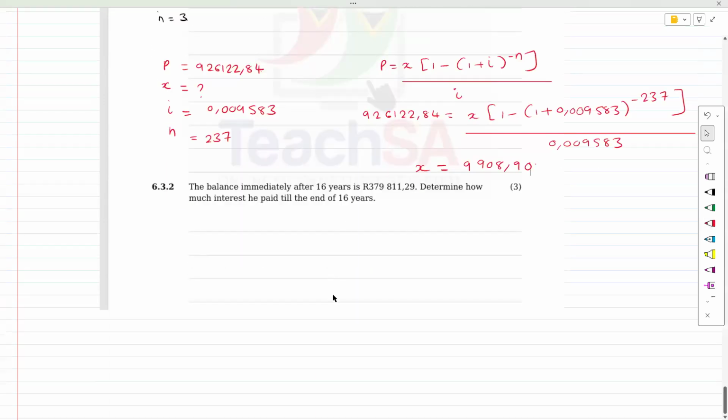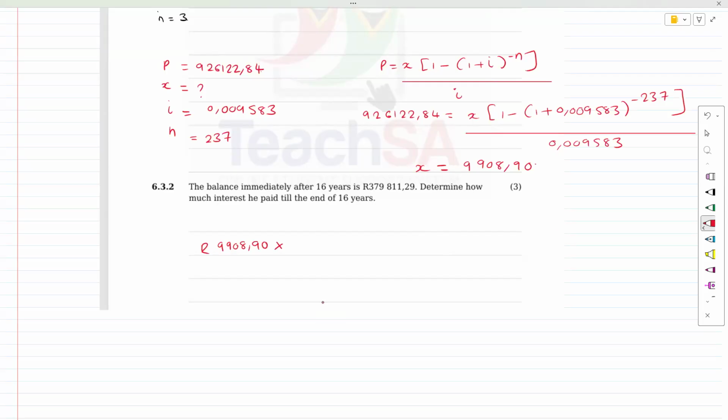Should be fine. The balance immediately after 16 years is 379,811.29. Determine how much interest he's paid till the end of 16 years. Okay, cool. Quite simple. 9,908 Rand, 90 cents. That's how much he's paying per month.